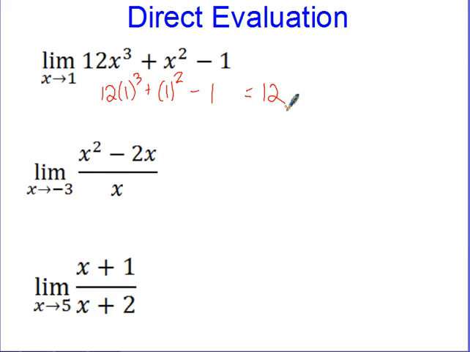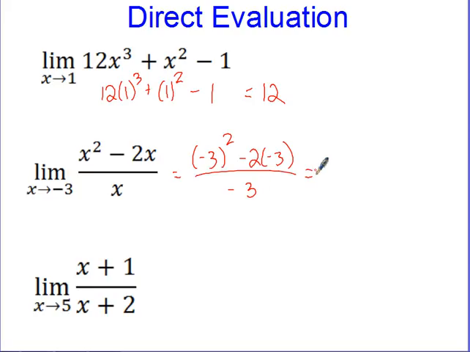The next one. Now, this is a rational function, is it not? This is a rational function. However, it's the limit as x approaches negative 3. So if I plug in negative 3, is that an issue? No. Negative 3 on the bottom is fine. Now, if it was an x plus 3, then it would be an issue because negative 3 plus 3 gives me a 0, right? But here, simply plugging in negative 3, there's no issue with that. Okay, so negative 3 squared minus 2 times negative 3 over negative 3.